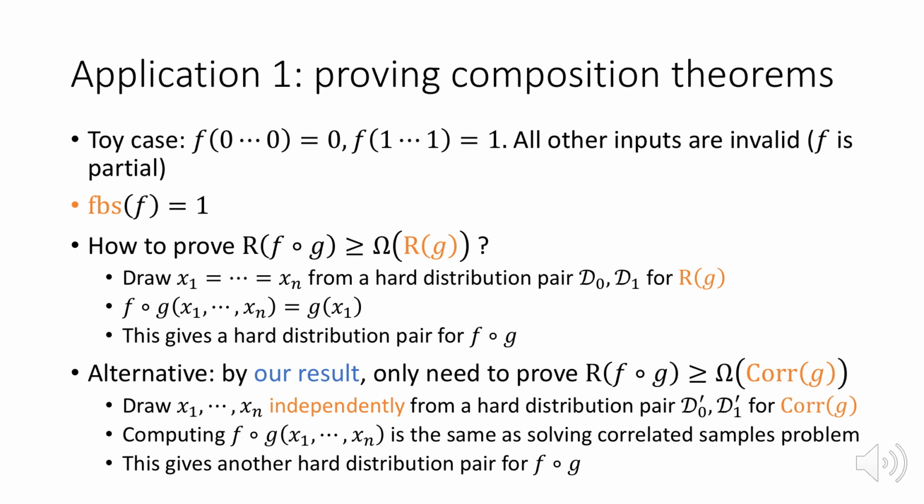The two proofs give very different hard distributions for the composed function. In the first proof, all of the inputs are equal, but in the second proof, the inputs are independent from each other. I'm going to show you why this independence makes the second proof generalize better.